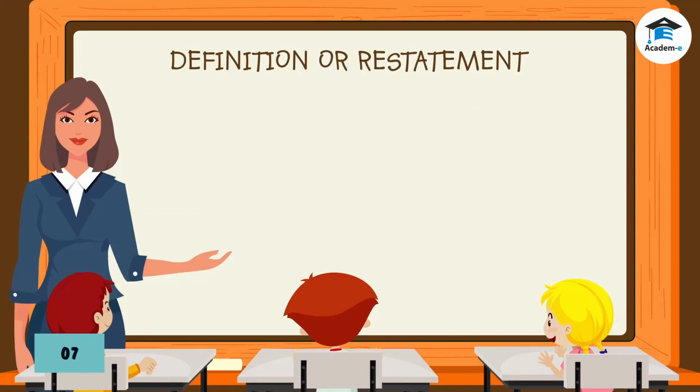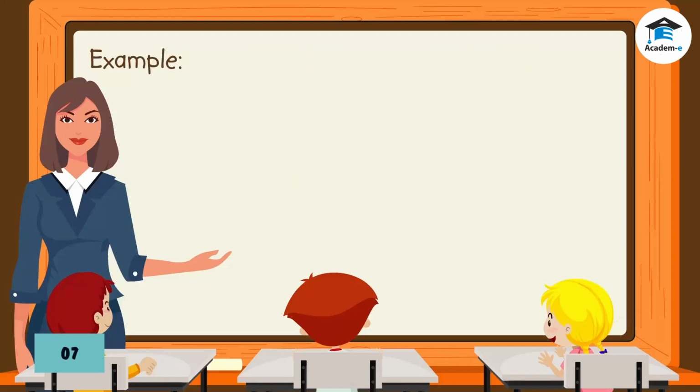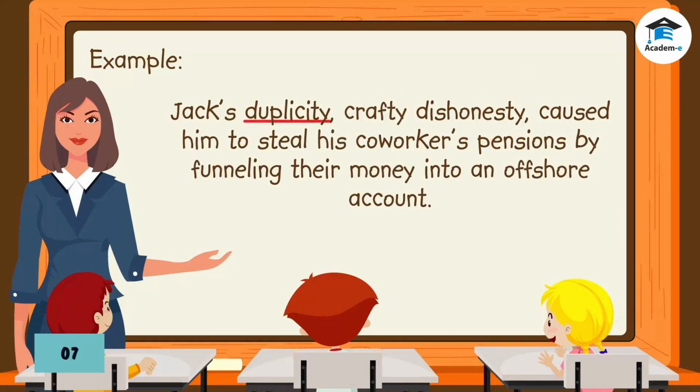The first one is definition or restatement. The meaning of the vocabulary word is in the sentence itself, usually following the vocabulary word. Let's look at this example. Jack's duplicity, crafty dishonesty caused him to steal his coworkers' pensions by funneling their money into an offshore account.